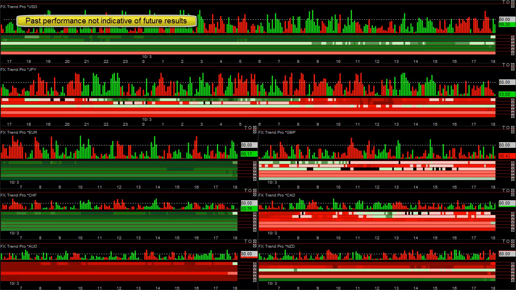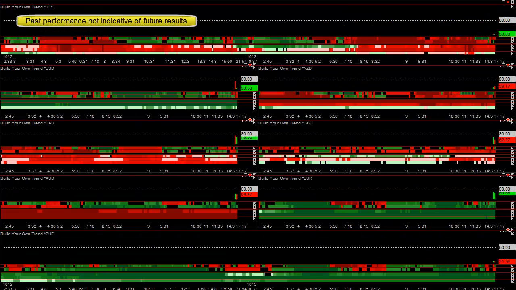This is the FX Trend Pro currency meter that we haven't really used in classes for a while. It's not quite as good as our real-time only, live build your own trend indicator. I brought this up a couple hours ago, and you can see there's only been 2 bars.